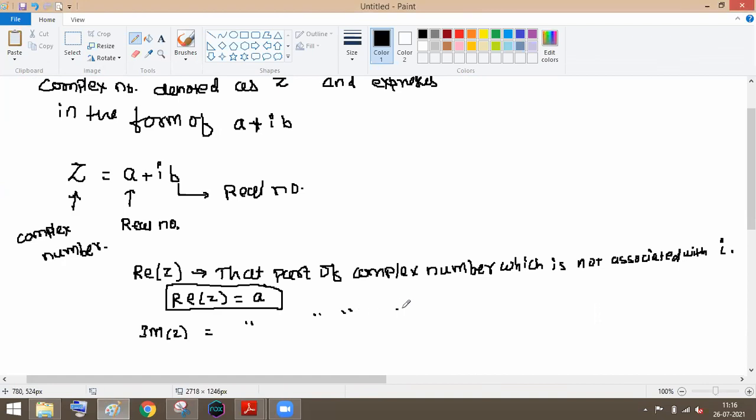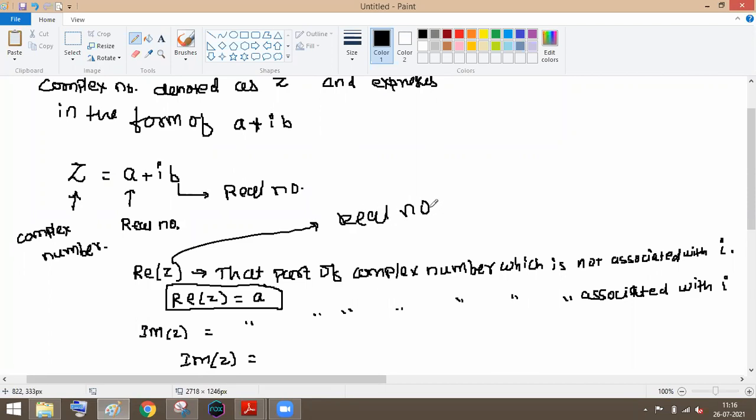That part of the complex number which is associated with I. So Shukla ji, you tell me what will be the imaginary part of Z? B sir. First thing, remember real part of Z is a real number. And imaginary part of Z is also a real number. Means both parts are real numbers.